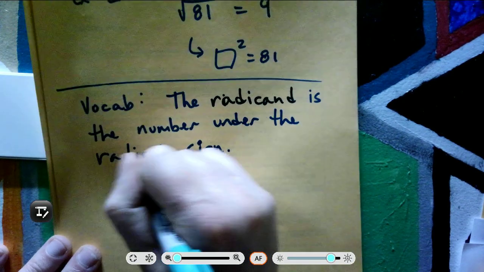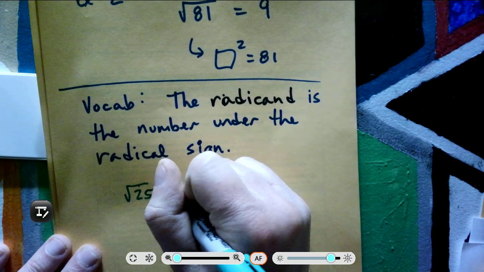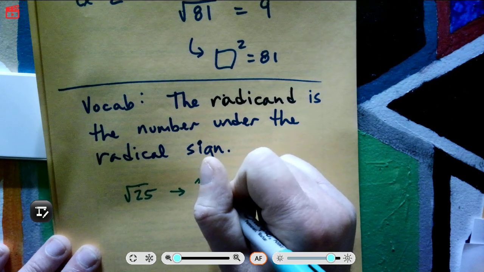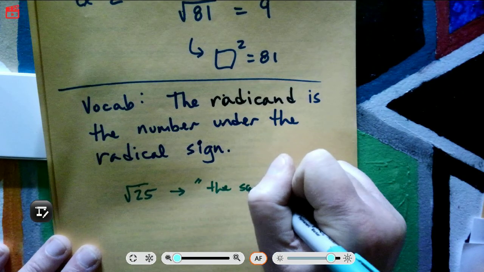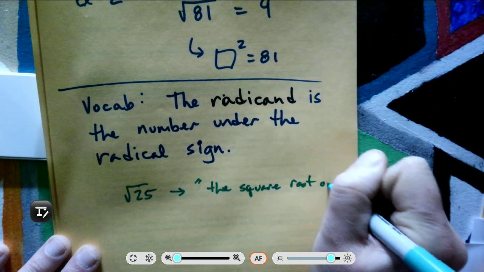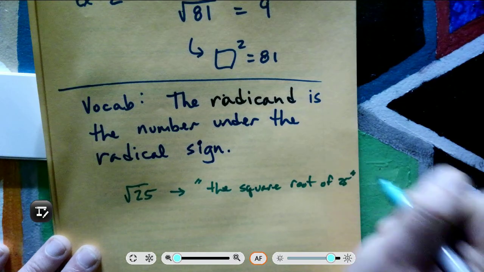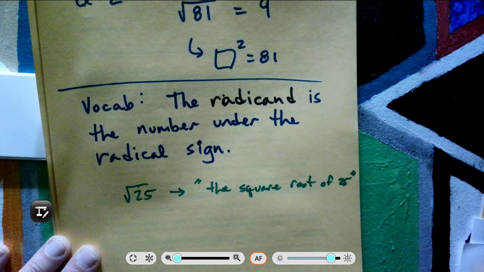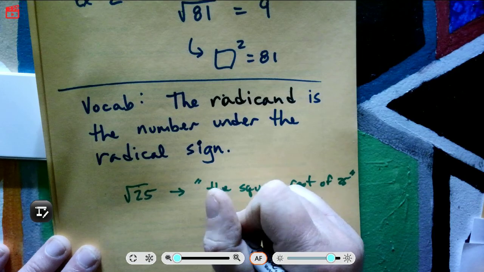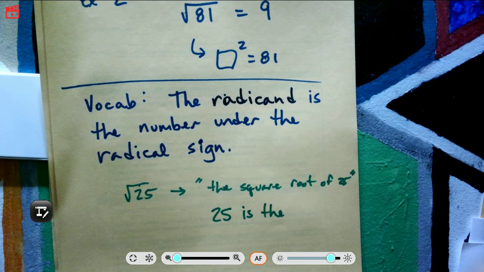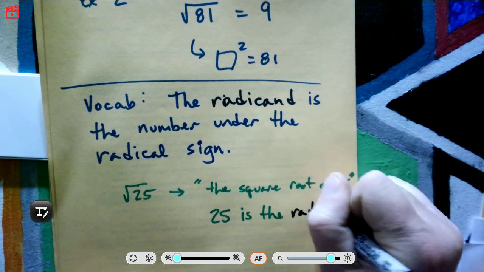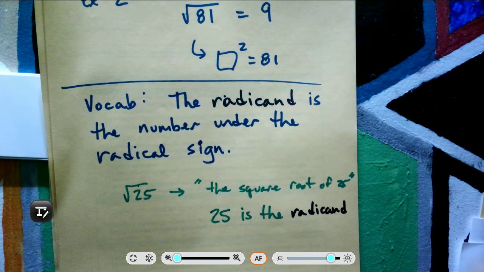So let's say we have the square root of 25. This means, literally, the square root of 25. That's what that symbol means. And 25 is the radicand in that expression. So what we're taking the square root of, that's the radicand.